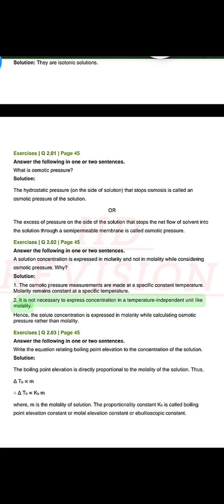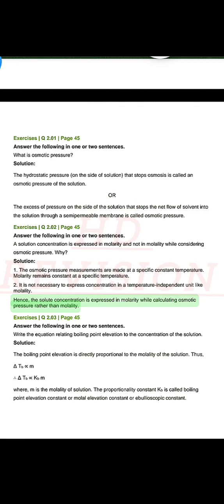Though, it is not necessary to express concentration in a temperature-independent unit like molality. Hence, the solute concentration is expressed in molarity while calculating osmotic pressure rather than molality.